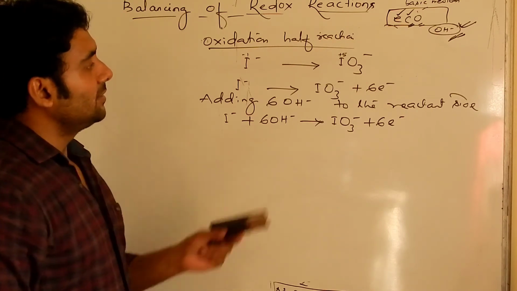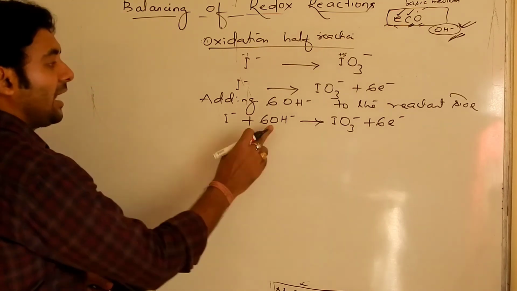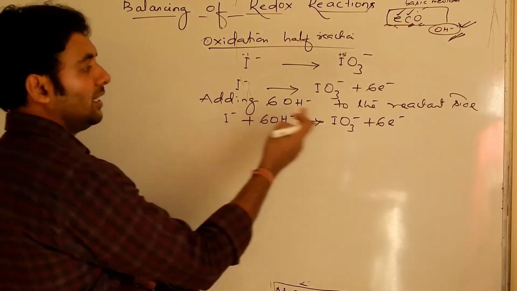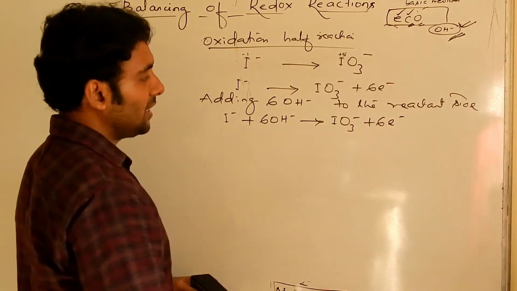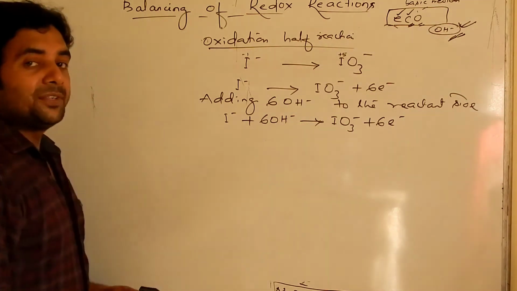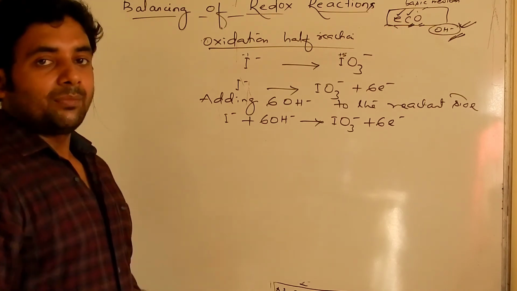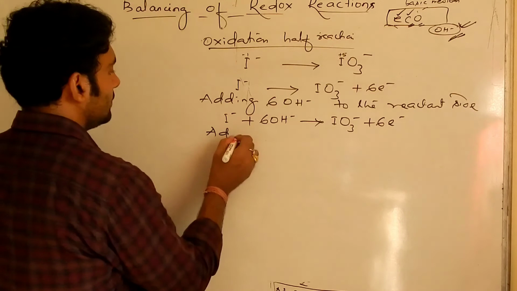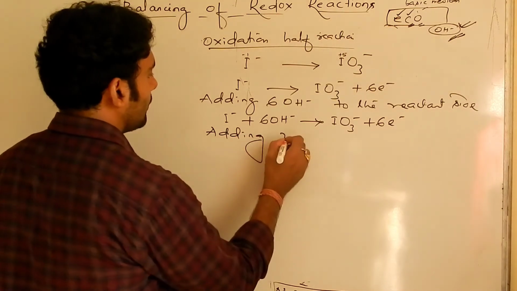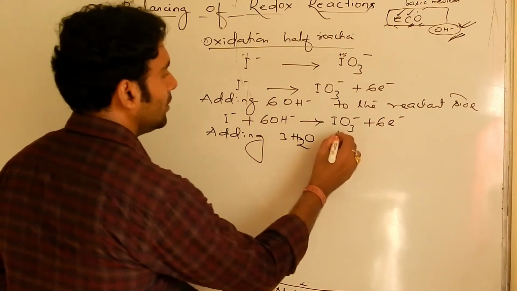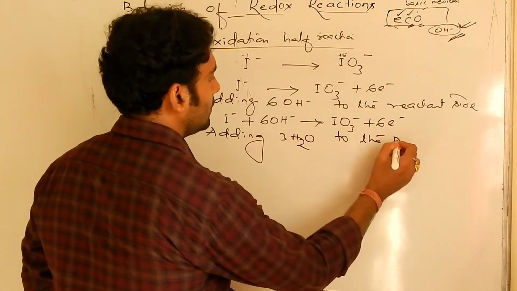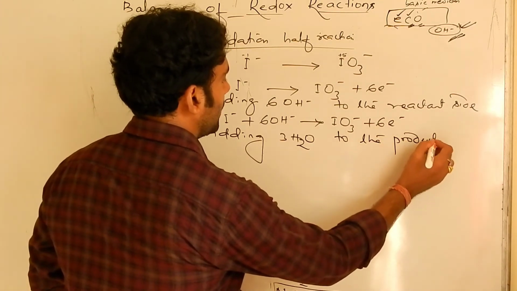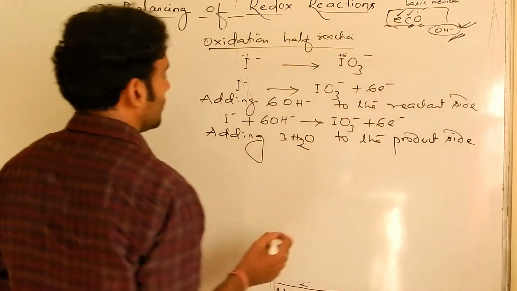Now balance the oxygen atoms. In the reactant side there are 6 oxygen, in the product side there are 3 oxygen. So that means the product side has a deficit of 3 oxygen, and that can be balanced by adding 3 water molecules. So adding 3 H2O to the product side, what will we get?